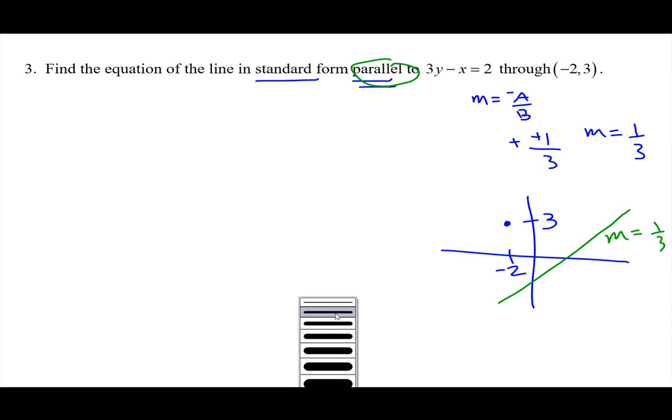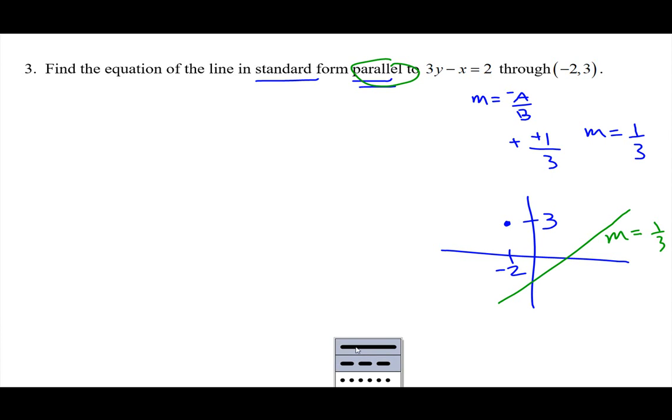So let me just draw it in, let's say, red. So there's a line parallel to this line. There's a line parallel to this line going through the point -2, 3, right? Now, if these two lines are parallel, what do you know about the slope of the second line? The slope of the second line also has to be the same as this, so it also has to be 1/3, okay? So this line here, we're trying to find the equation of this second line, right?